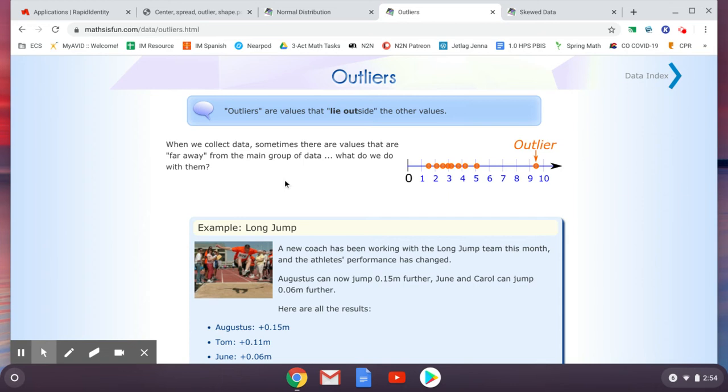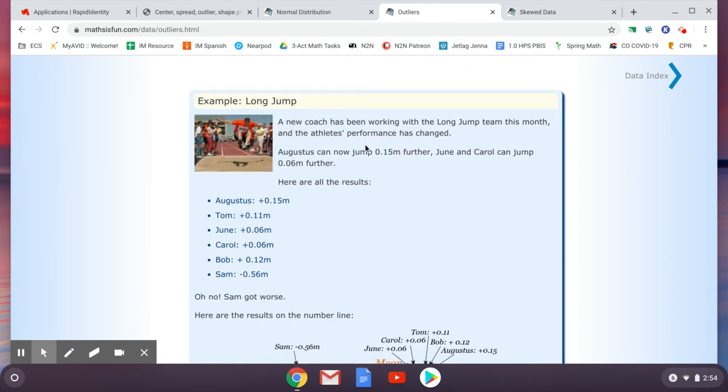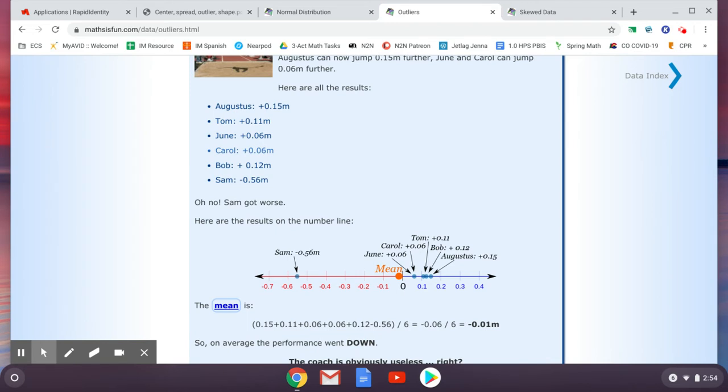And the example they give is that the coach has been working on the long jump with his team, and this is their data that they've got. And when they put this data into this number line, this dot plot, we can see that Sam has not improved, right? So his performance went down. Everybody else went up, but Sam went down. So his is that outlier. And when we have an outlier, it's going to pull your mean, your average, down, right? It's going to pull that down.